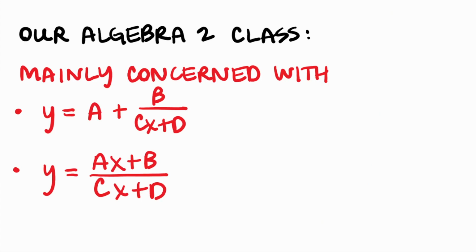But just to reiterate what I've been saying, in our Algebra 2 class, we're mainly concerned with y equals a plus b over cx plus d, something that looks like that, or linear over linear, the thing that we folded in today. And I suppose we're interested in graphs that have holes in them, but that's kind of separate from the discussion of rational functions that we've been having otherwise.